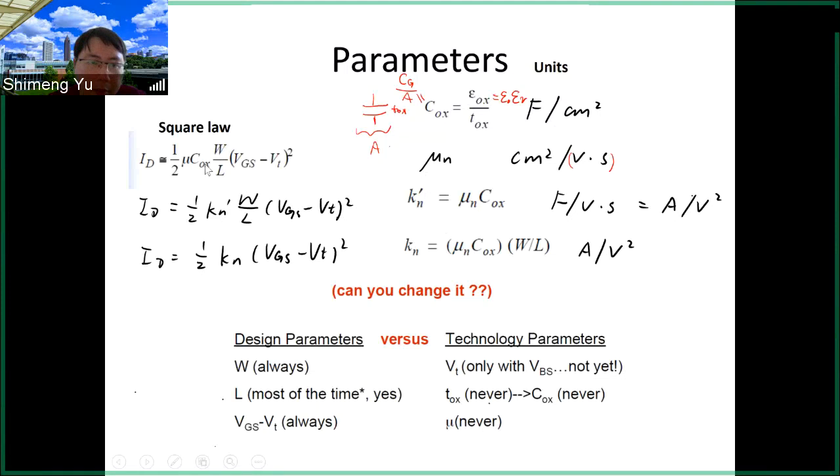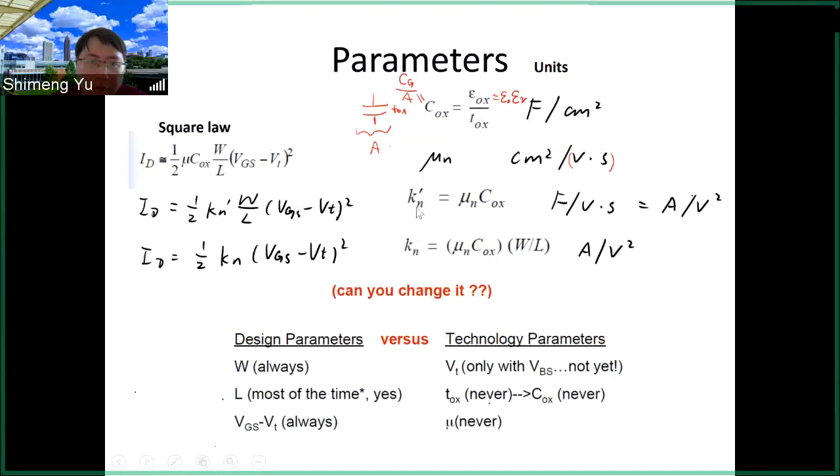W over L, those are the width and the length of the channel, and we have shown the schematic of the structure at the first page of this lecture. And if you recall, the width and length of the structure, those are geometry of the structure. And then VGS minus VT squared. Okay, so here we have a few more definitions, a few more symbols.